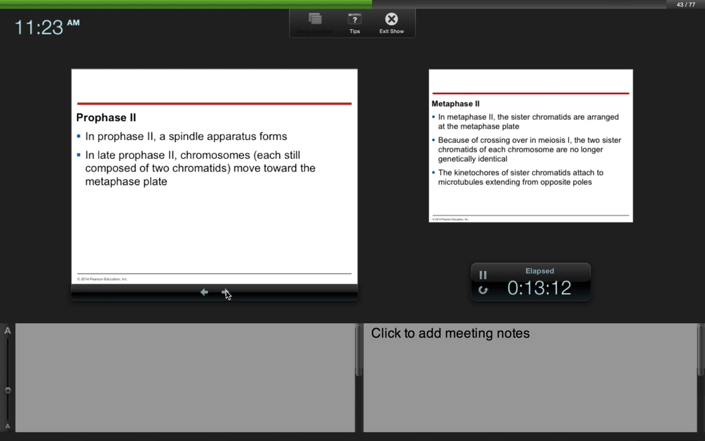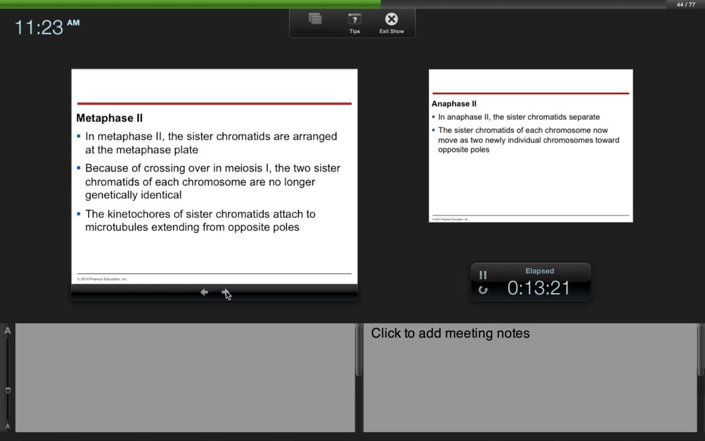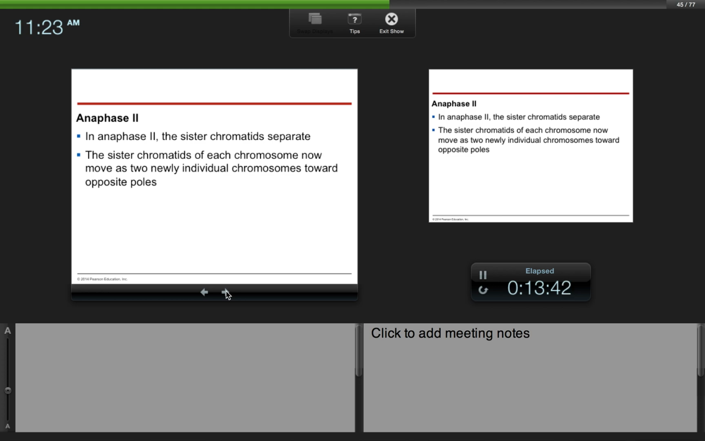In prophase 2, a spindle apparatus forms. In late prophase 2, chromosomes move toward the metaphase plate. In metaphase 2, the sister chromatids are arranged at the metaphase plate. Because of crossing over in meiosis 1, the 2 sister chromatids of each chromosome are no longer genetically identical. So crossing over leads to a lot of genetic variation in gametes.